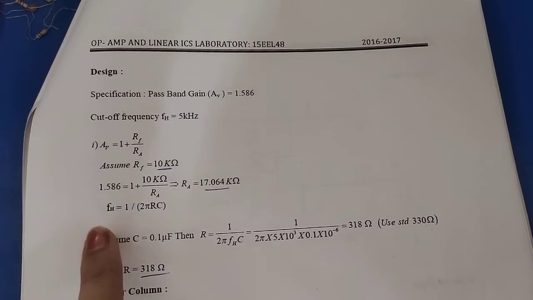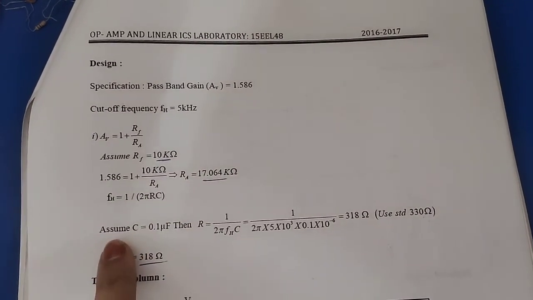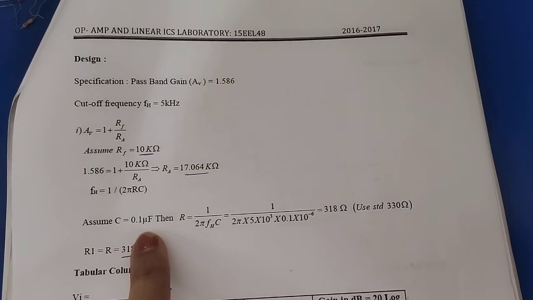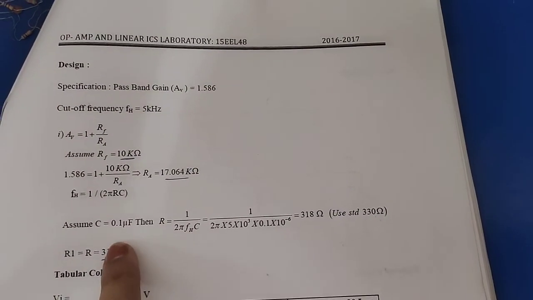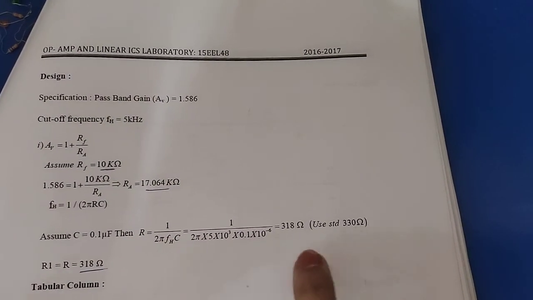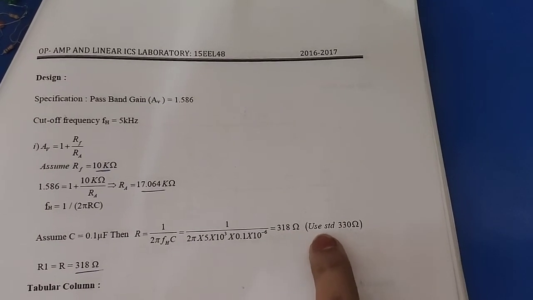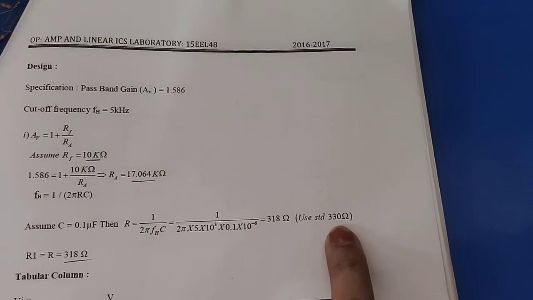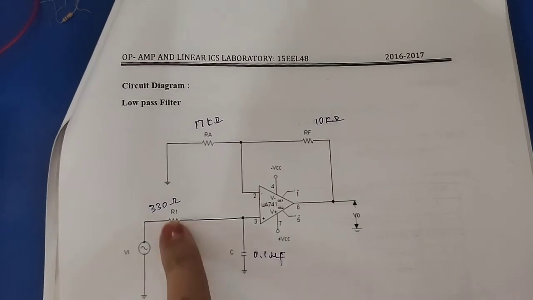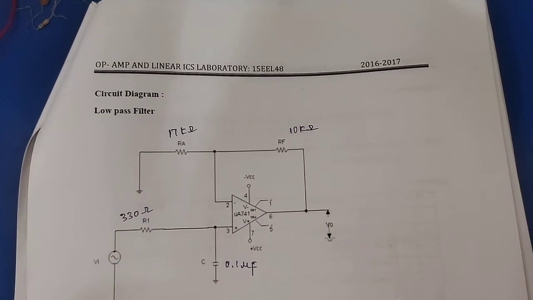The cutoff frequency for a low pass filter is given by this equation. So we have to assume the capacitor value, and by substituting all these values, we are going to calculate R value, which is equal to 318 ohms. So in lab we are using standard 330 ohms. So now we have to rig up this circuit by using all calculated values of R and C.